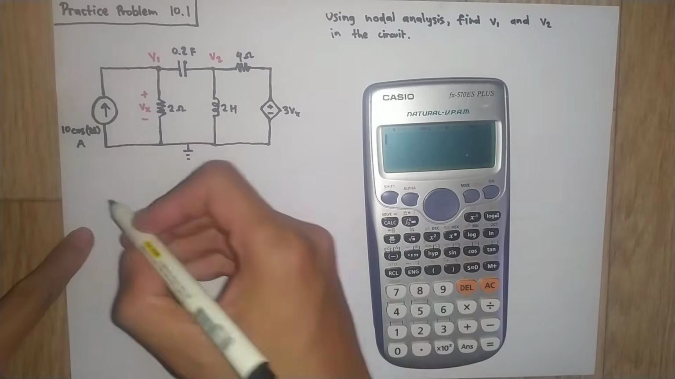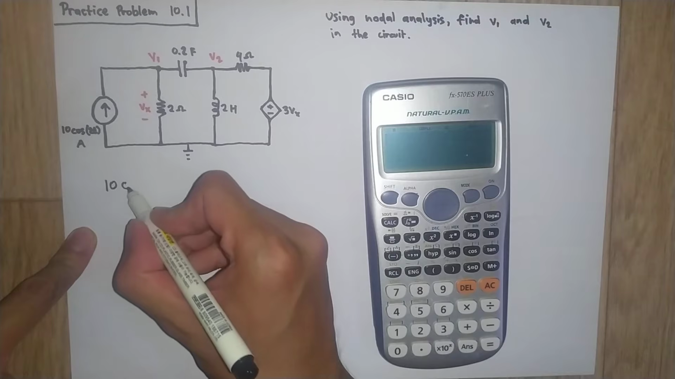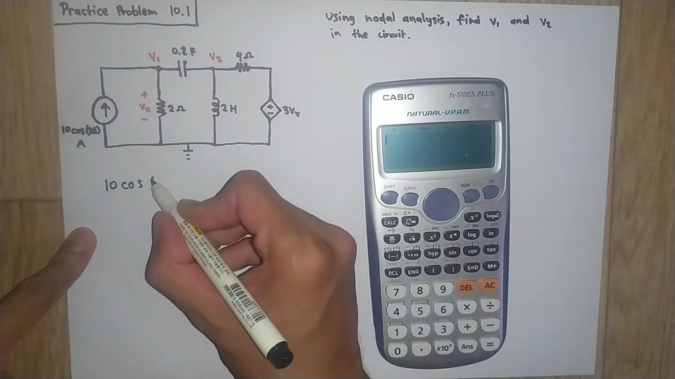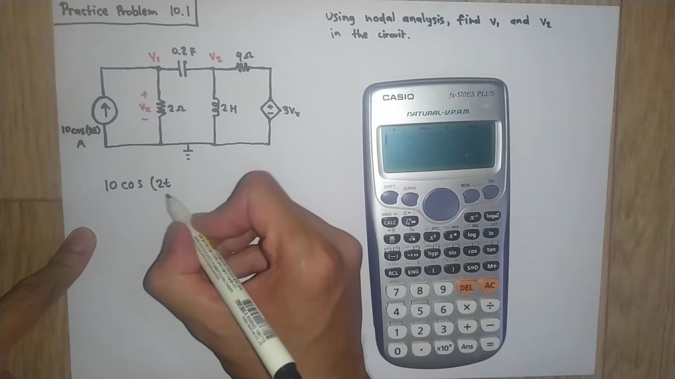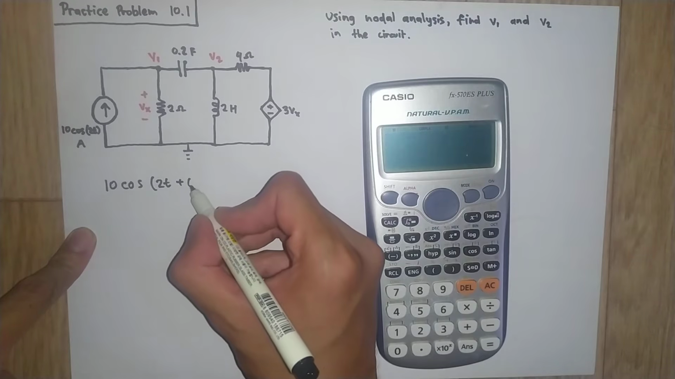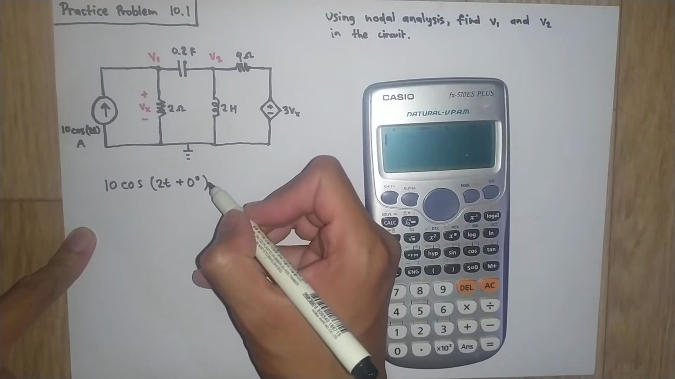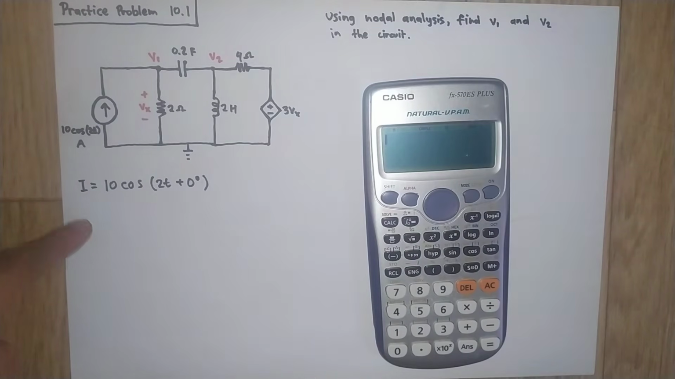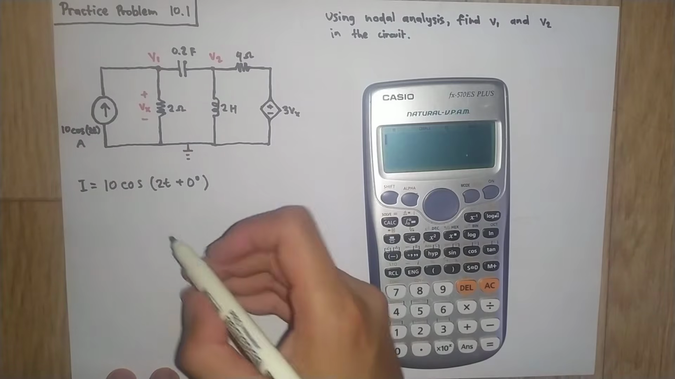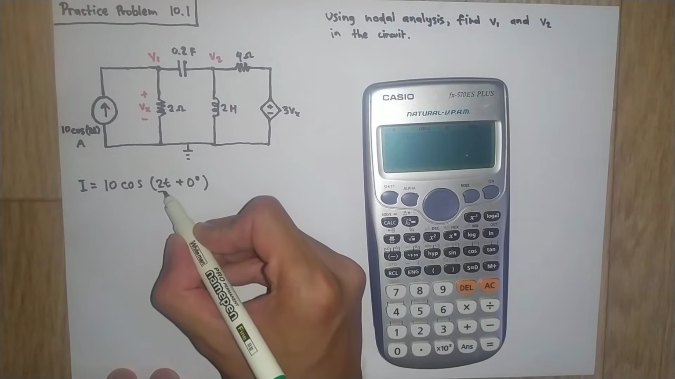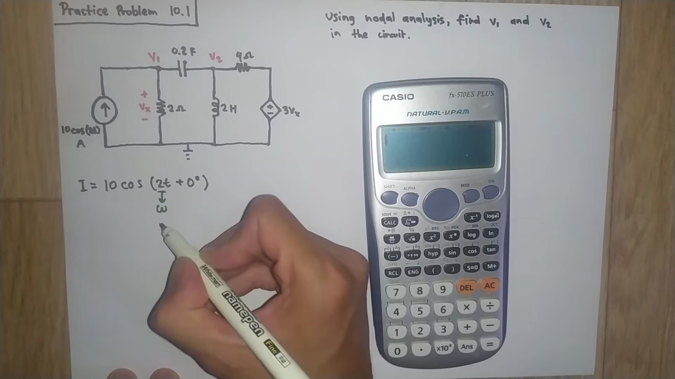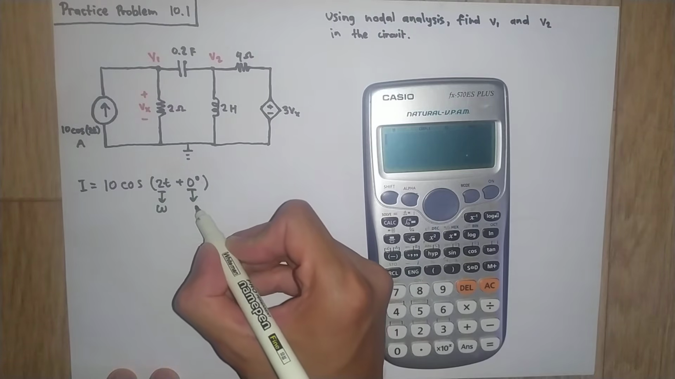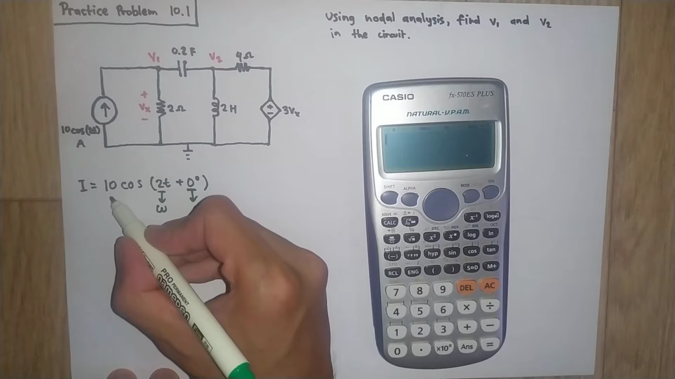Okay, let's write that. So we'll have 10 cosine 2t, but we can write it with plus 0 degrees, right? Now we have this current source. Let's break this down. This is the omega here, this is the phase, and this is the amplitude.